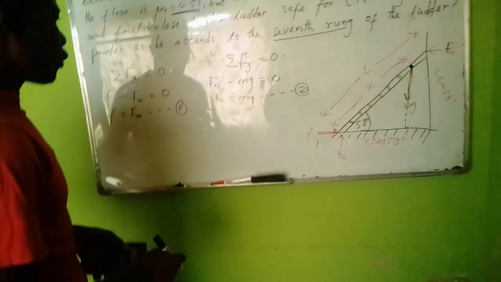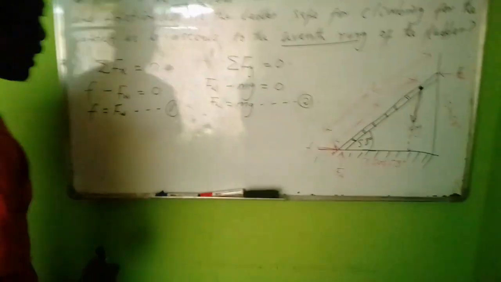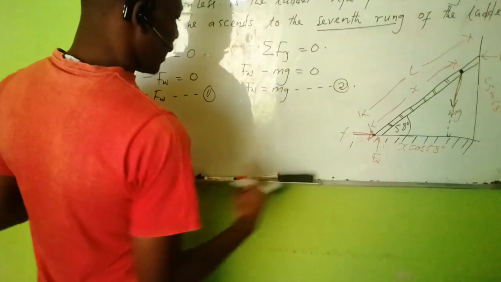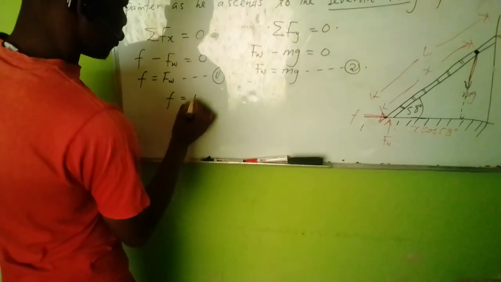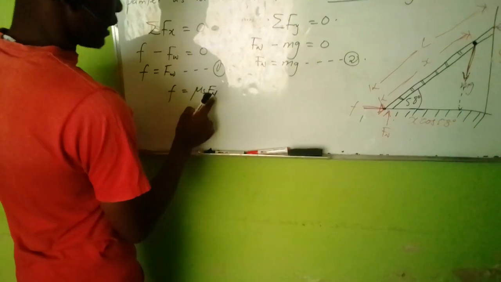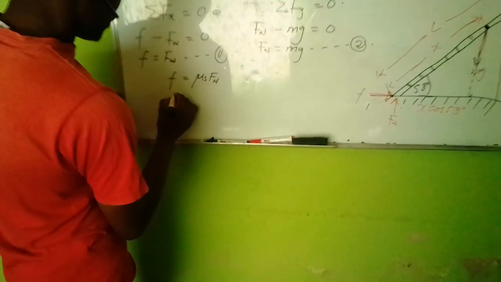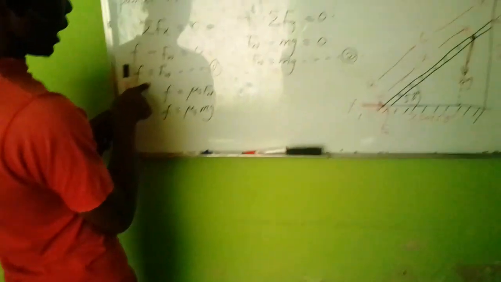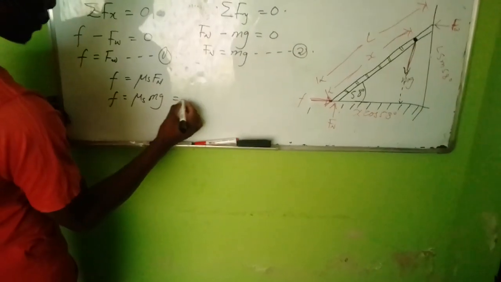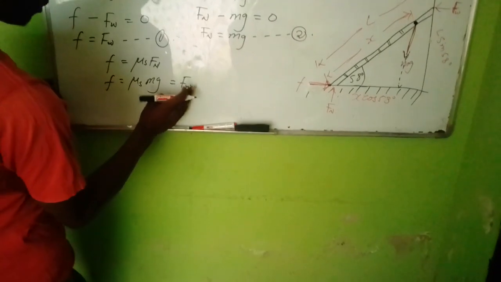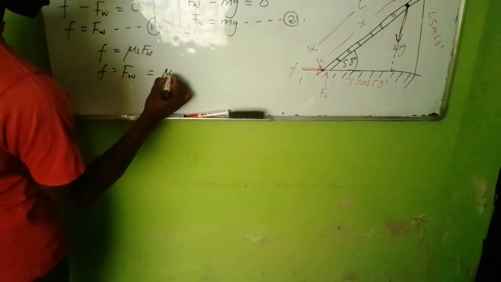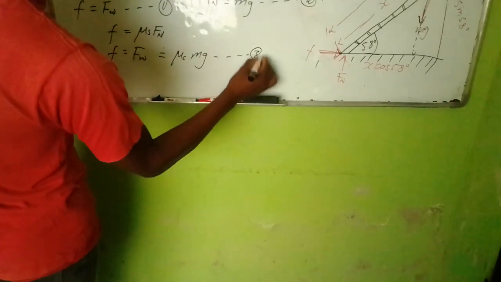I'm also going to make sure, before I proceed, that I establish the relation between these two equations. How am I going to establish the relation? We know that here there exists a friction force and we have the normal force. There's a relationship where friction force is equal to the coefficient of friction times the normal force. And the normal force in this case, we have established, is actually mg. Now remember that from equation 1, we also have friction force equal to Fw. So I'm going to say friction force is equal to Fw, which is equal to mu s mg. So that is my equation 3.